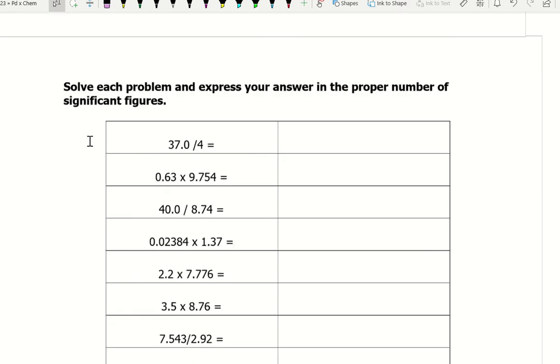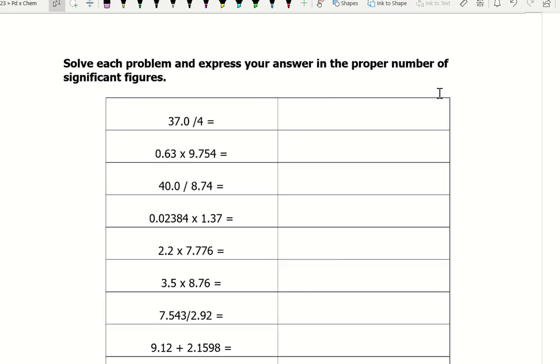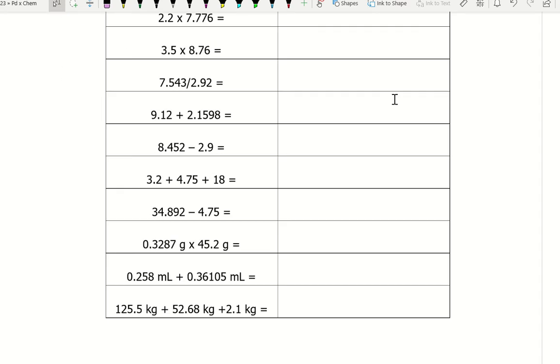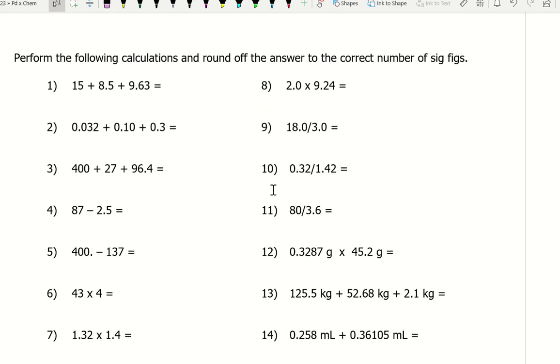All right, how about these? Same idea, solve each problem, expressing the number of significant figures. Let's take a look at this one, 3.2, 4.0. Add those up in your calculator. You'll get something larger, but you'll round it to 26. The reason you round it to 26 is because the ones place is the least precise measurement, and that's why you have to use nothing more precise than the ones place.